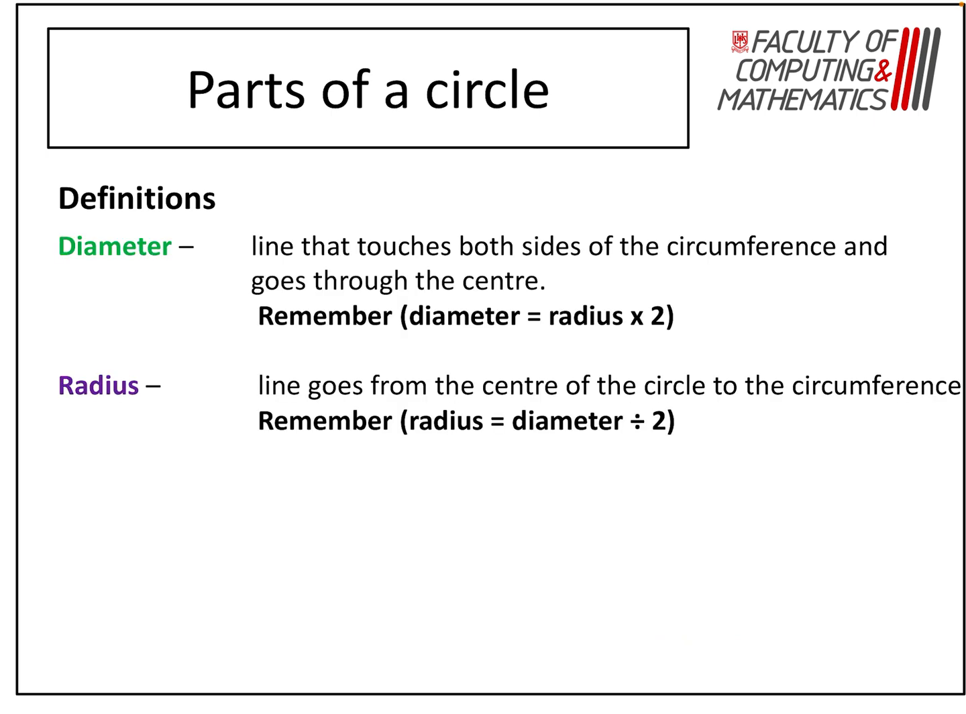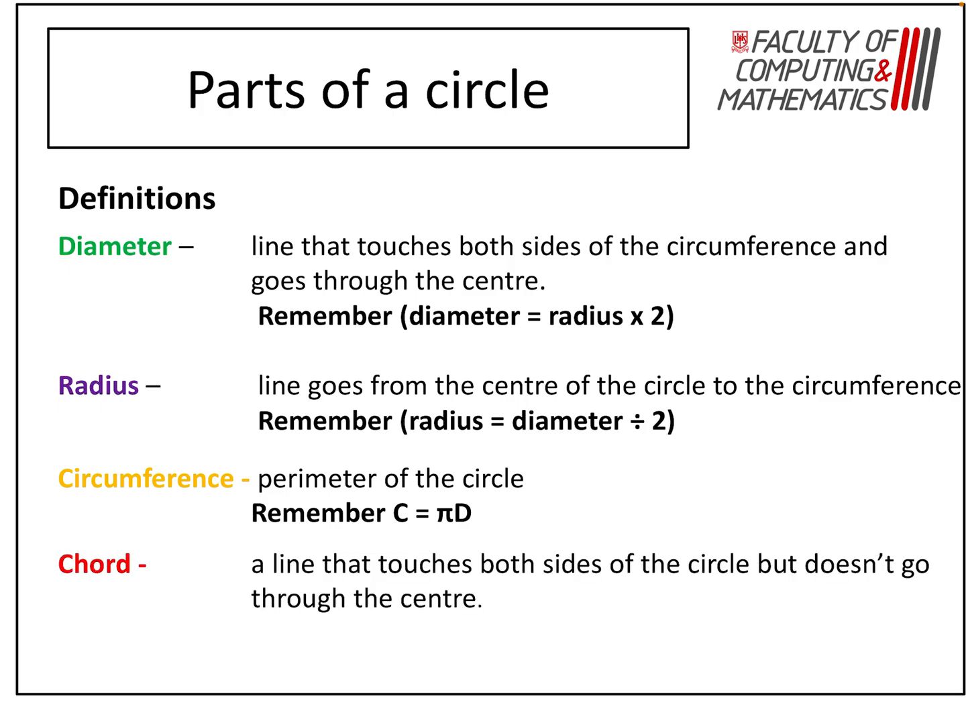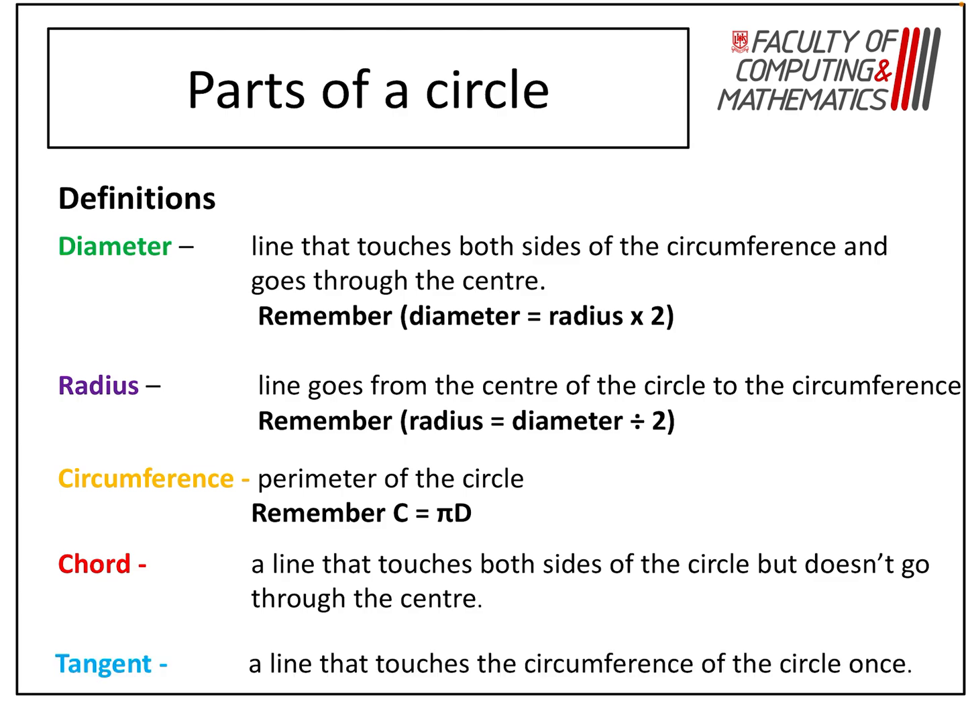Let me give you the definitions again because they're handy to have. If you've got your diameter, you can find your radius by dividing it by 2. You can find your diameter from your radius by multiplying it by 2, and I've given you the opposites there as well. The circumference, C equals pi d, is the formula to find the circumference. A chord touches both sides but doesn't go through the centre point, which makes it different from a diameter. We'll come on to the properties that creates in a minute or two. And then the tangent touches the circumference but doesn't go through it, it just touches it once.